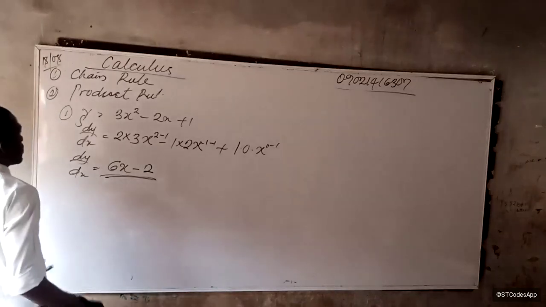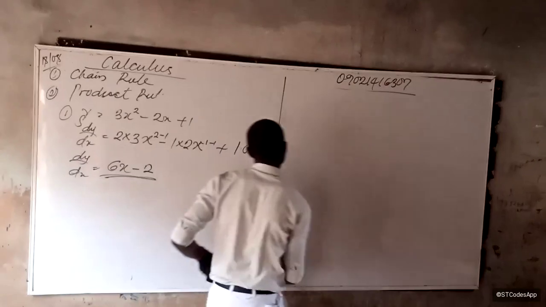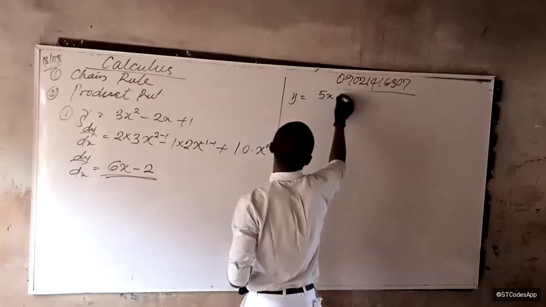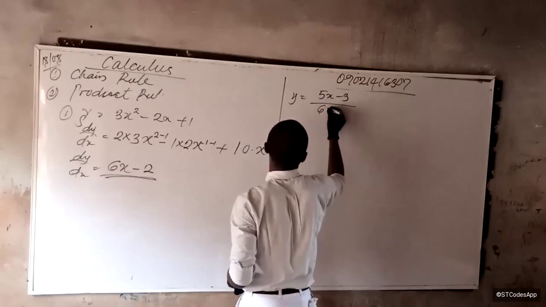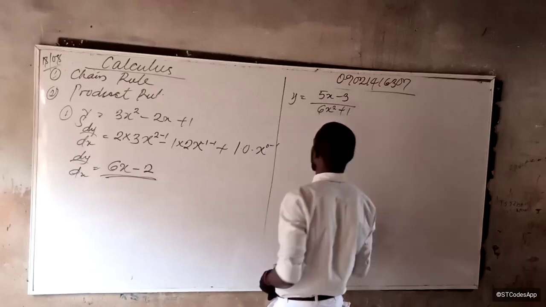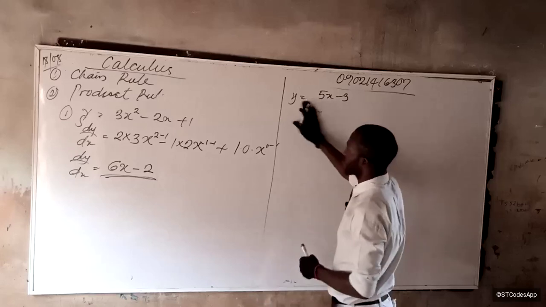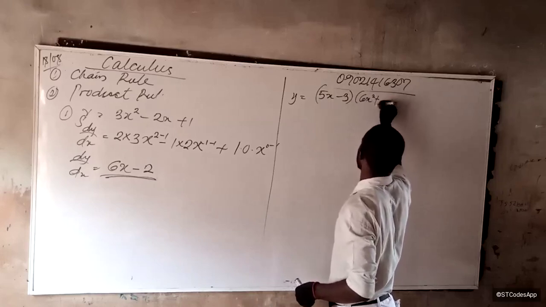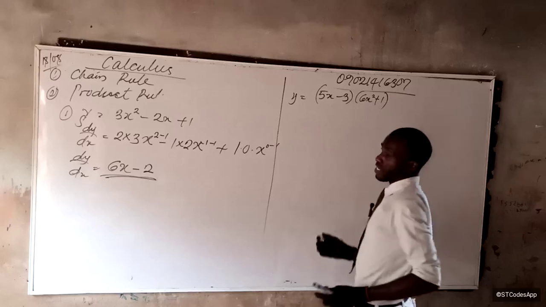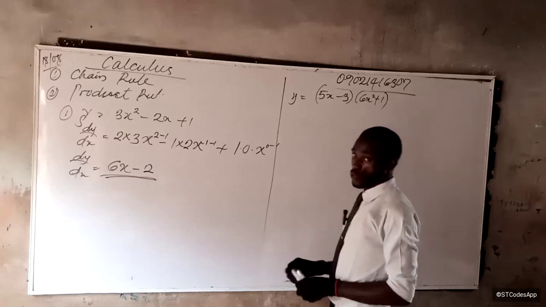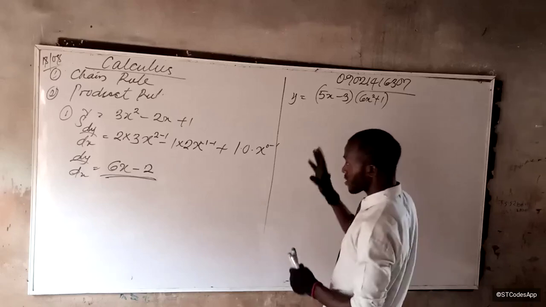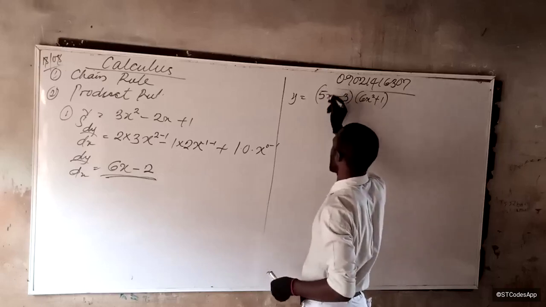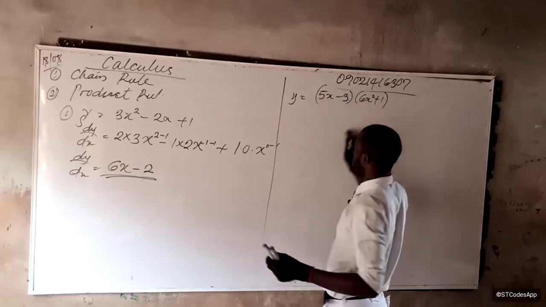So now, how about the product rule? If I said y is equal to (5x minus 3)(6x squared plus 1), and I said differentiate this, well, that's the product rule. Let's try to differentiate this using the product rule. Normally, if I were to do this using the chain rule, I would just open the bracket and then use the chain rule directly. But I'm going to prove that it actually works. So let's first use the product rule.